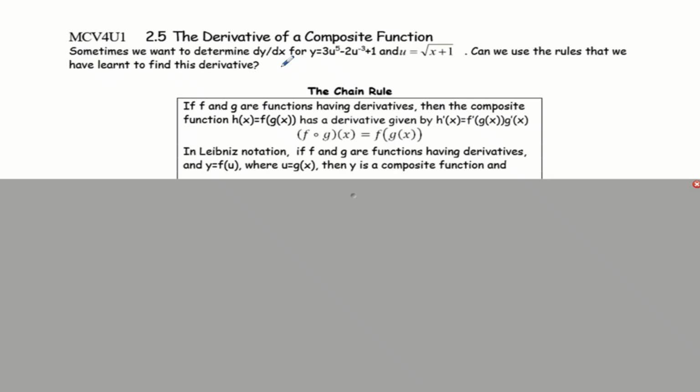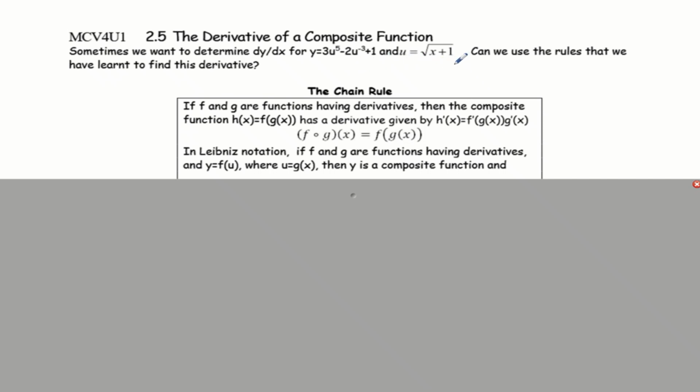So for dy over dx, the derivative of y equals 3u to the exponent 5 minus 2u to the negative 3 plus 1, and u itself is a function of x, the square root of x plus 1. This is just a random function. We pick it, and we are going to see, if we have a function like this, how we can find the derivative.